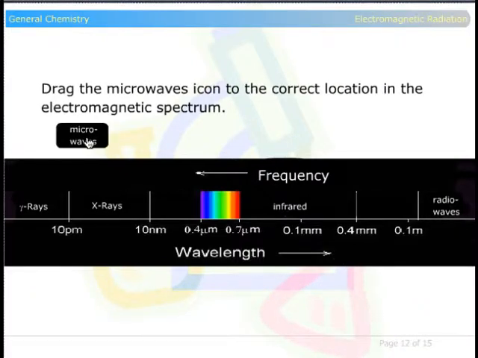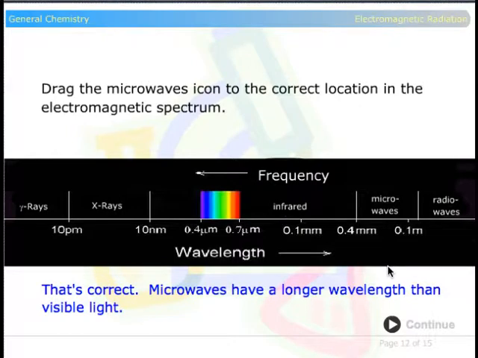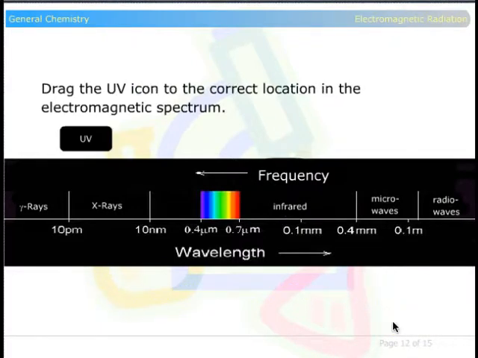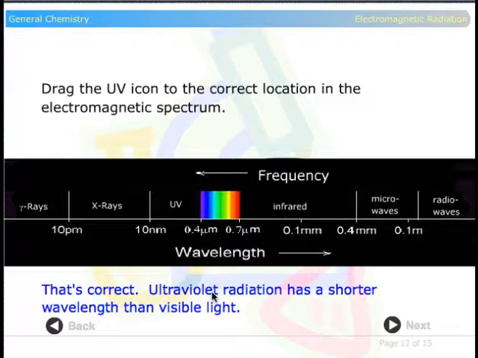Now we get to microwaves. Microwaves are going to have a long enough wavelength and a low enough frequency that they're not going to do any damage. And then last but not least, we have our ultraviolet. We know that being exposed to too much ultraviolet in the sun is going to do damage to our skin. That's how we can get skin cancer. It also is going to be adjacent to the violet portion of the visible spectrum.